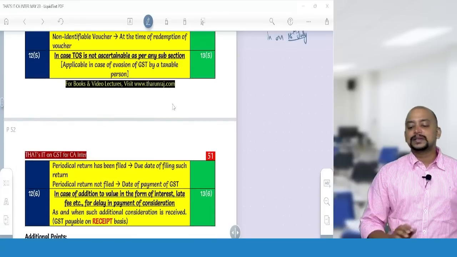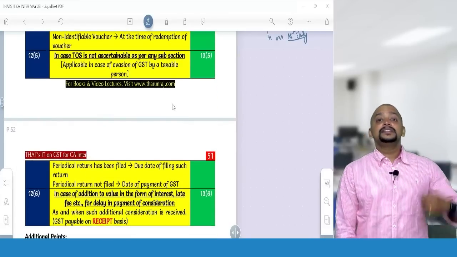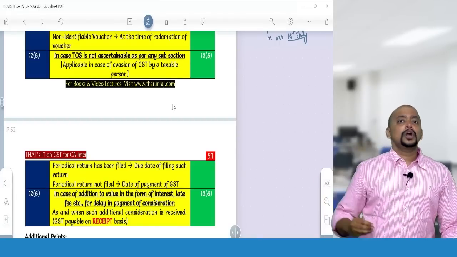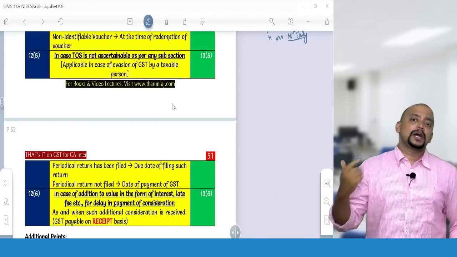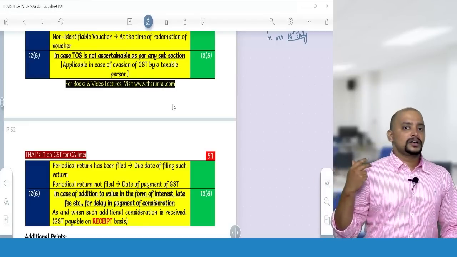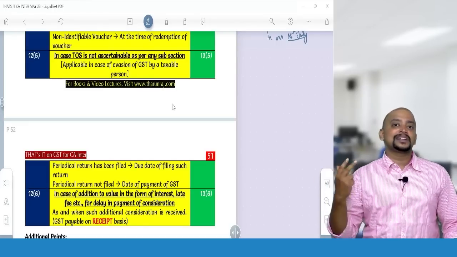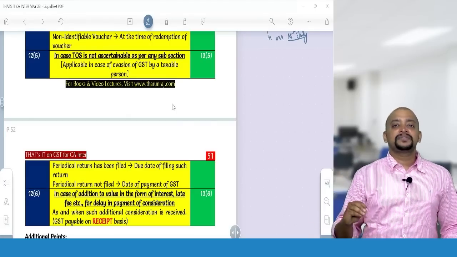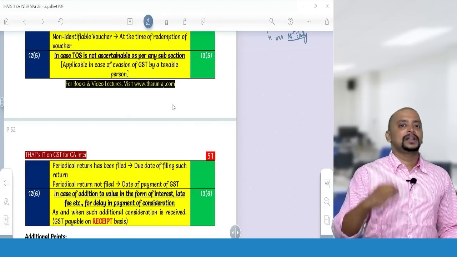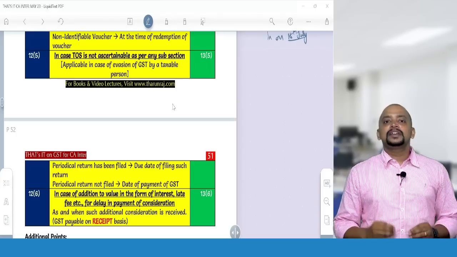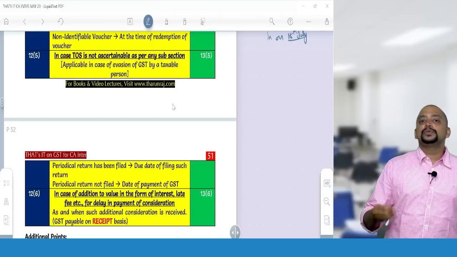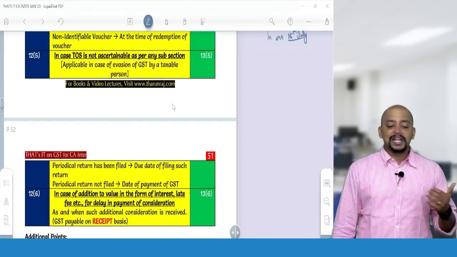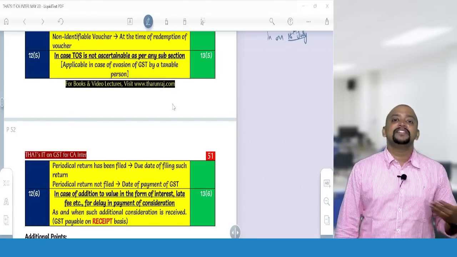Then 12 subsection 5 and 13 subsection 5 are the residual sections. Residual sections means whenever you are not able to determine the time of supply as per the above provisions, 12 subsection 2 or 3, 13 subsection 2 or 3, or 12 subsection 4, 13 subsection 4, then 12 subsection 5, 13 subsection 5 will be applicable as residual cases. Here we need to see, if they are required to file returns, the due date of filing return. If they are not required to file returns, the date on which they will pay the tax. So mainly this will be applicable for people who are evading the tax.